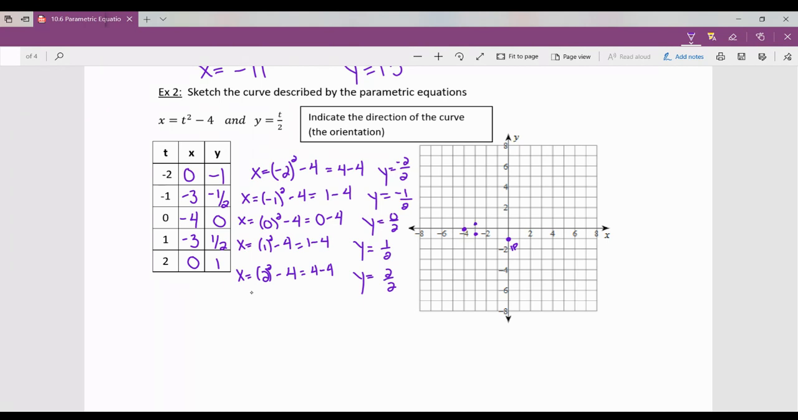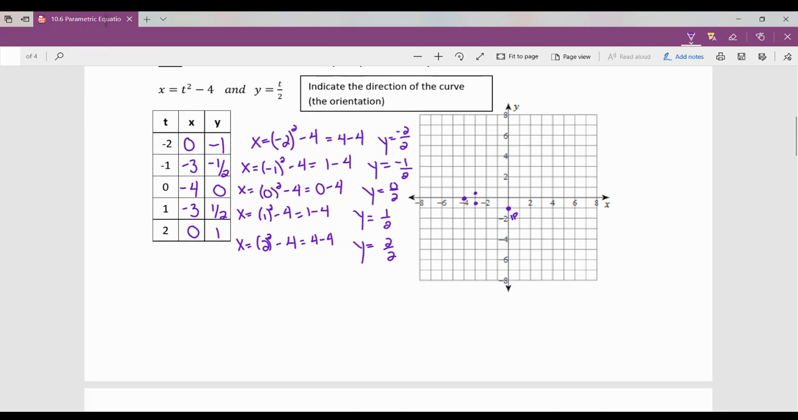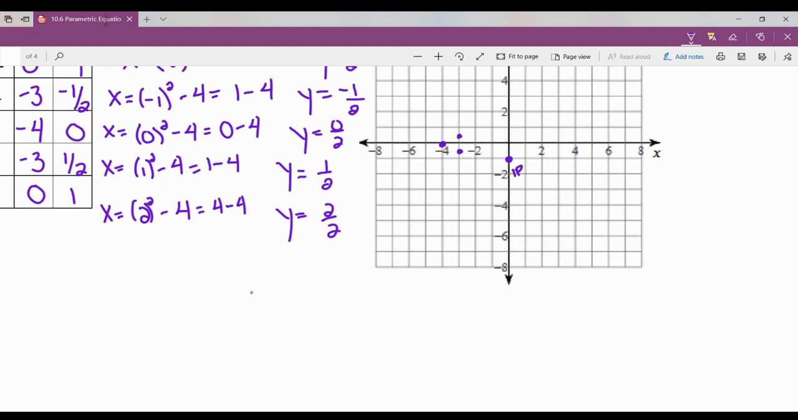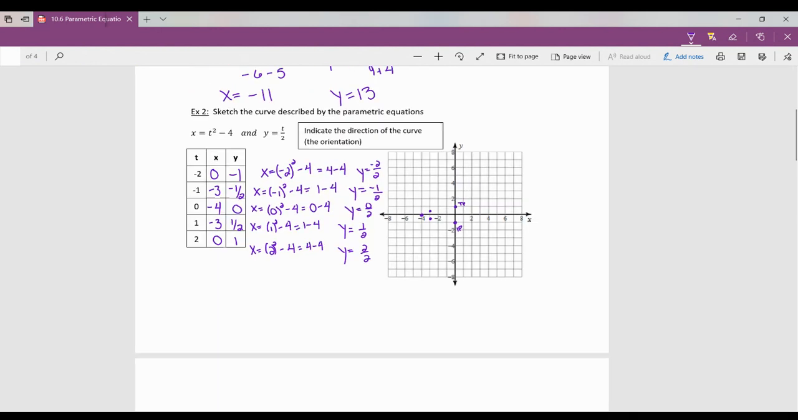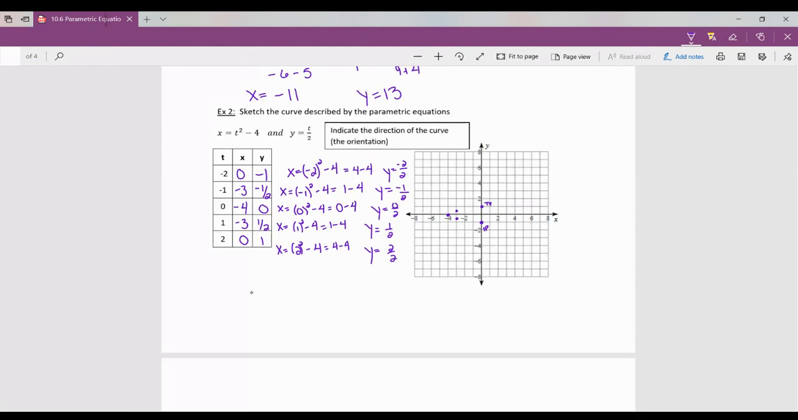And then my final point, aka we also could call it a terminal point, which is meaning where it ends, is right at 0, 1. All right, so that is my terminal point, TP. All right, so now to show the orientation, like we set up here, indicate the direction of the curve or the orientation.